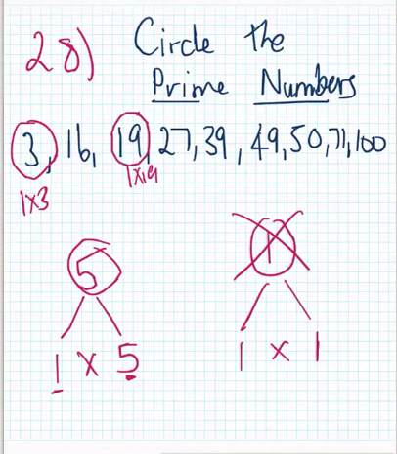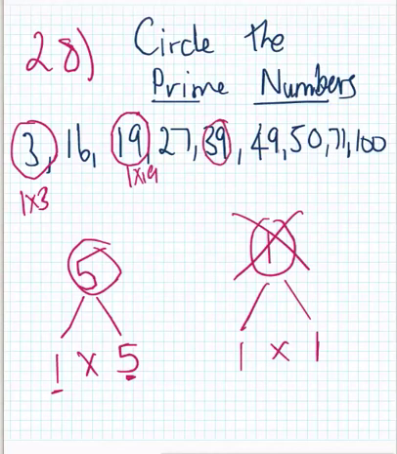Let's see. 27. Well, I know that 9 times 3 is 27. So 27 is not a prime number. It's composite. 39. Thinking of my timetables. Well, 1 times 39 is 39. Is there anything else that gives me 39? I can't think of anything. So 39, yes, is a prime number.